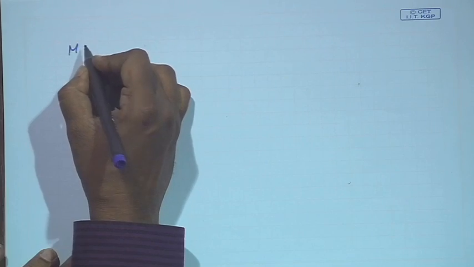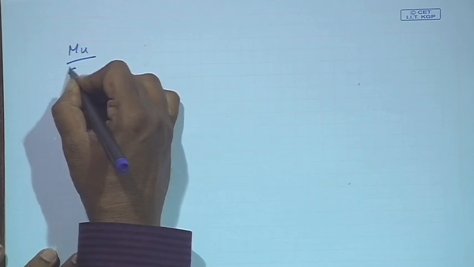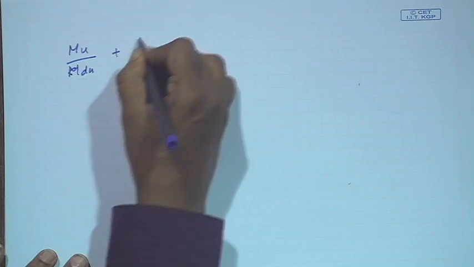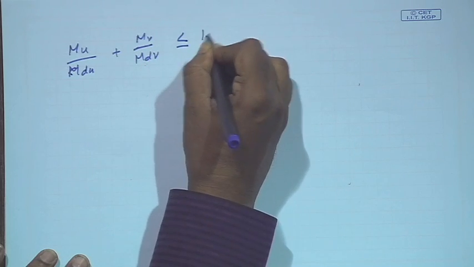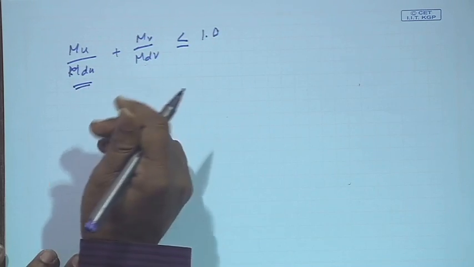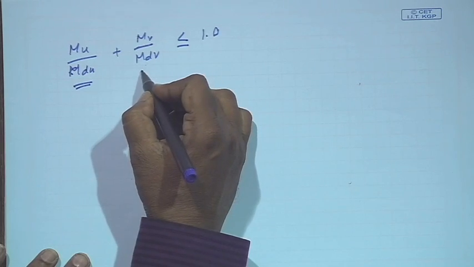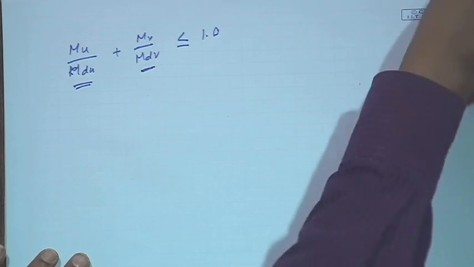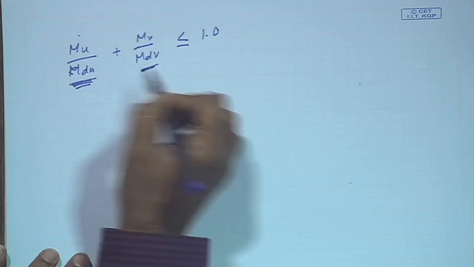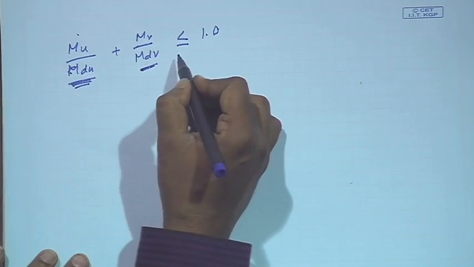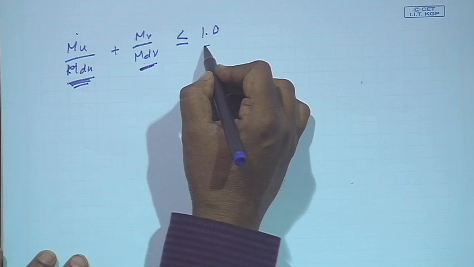And for biaxial moment, we need to check this interaction formula, that is Mu by Mdu plus Mv by Mdv should be less than or equal to 1, where Mdu is the design bending moment about the UU axis and Mdv is the design bending moment about the VV axis. So, once we calculate the design bending moment about the UU axis and VV axis, then I can find out the interaction formula, which needs to be less than 1.